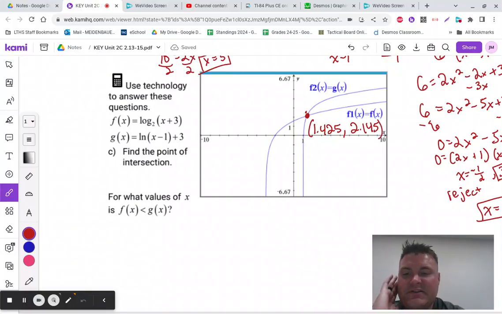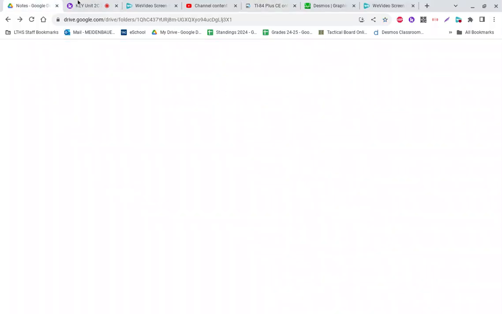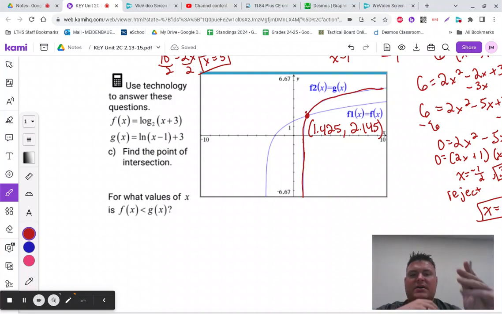So when is f smaller than g? Just to remind you that y2 is red. So it's going to be this one. Oh, no. There we go. It's this one right here. This is the red one, which is y2. So when is the red larger? Well, the red is going to be larger when x is bigger than the x value of the intersection.